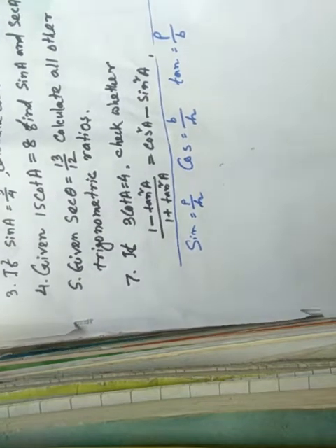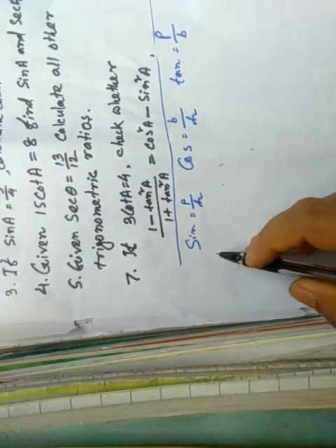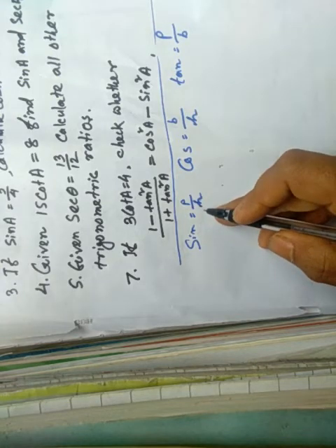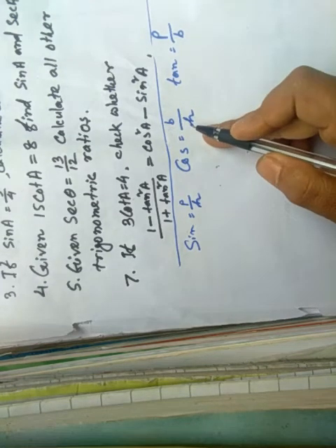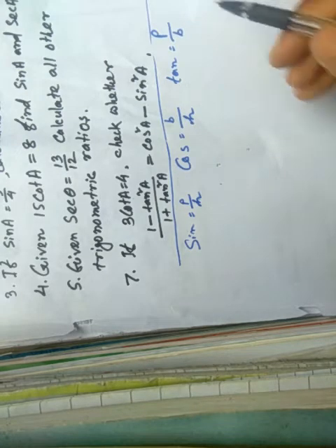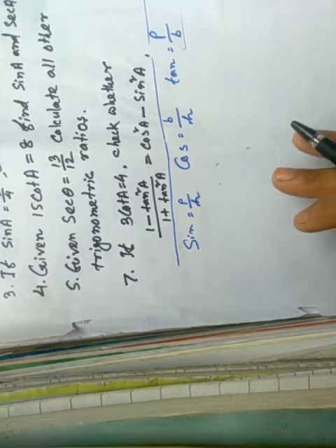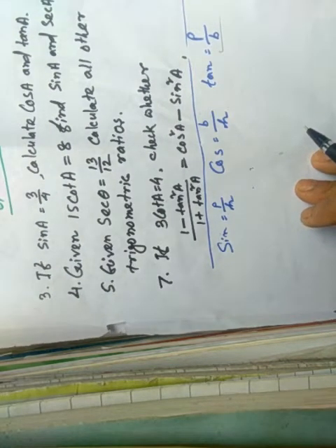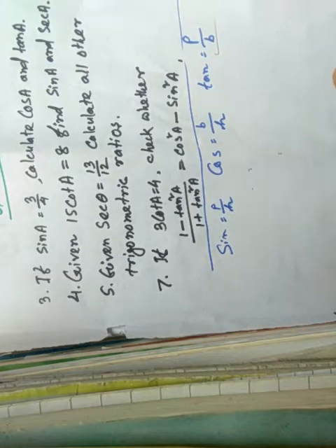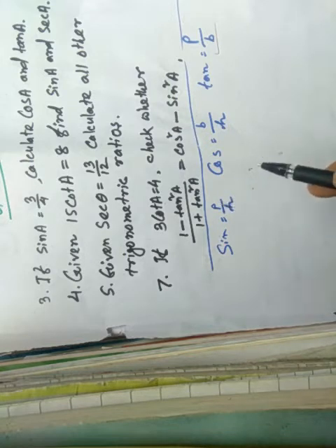In a previous class, I gave the ratios: sin equals p by h, perpendicular line divided by hypotenuse; cos equals b by h, base by hypotenuse; and tan equals p by b, that means perpendicular line divided by base. Now, from sin A, we should calculate cos A and tan A. Without using identity, we can calculate cos A and tan A with the ratios. But for this, we should know the length of the perpendicular line, height, and length of base.